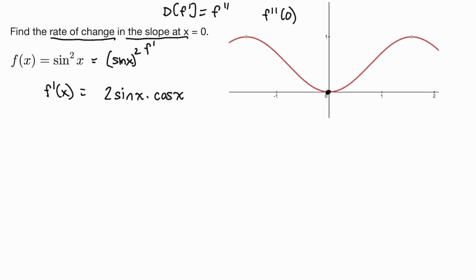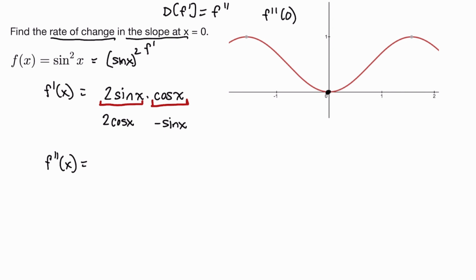So what we're going to do at this point is treat this as a product rule. I'm going to treat 2 sine x as the first function and cosine x as the second function. Now what I like to do to organize my work is to take the derivative of each piece and put it pretty close to the original function there. So the derivative of 2 sine x is 2 cosine x, and the derivative of cosine x is negative sine x.